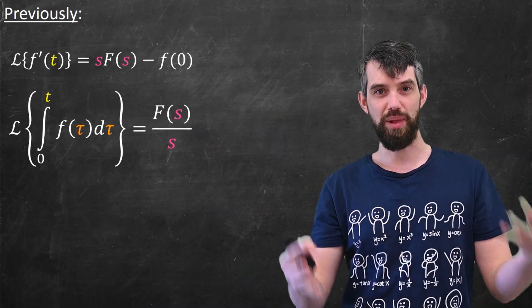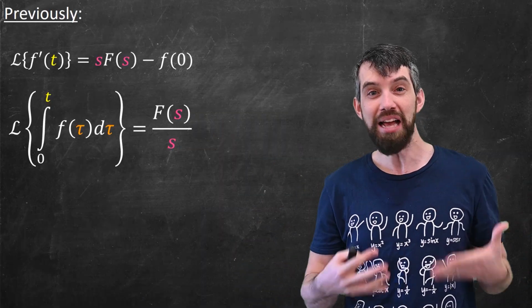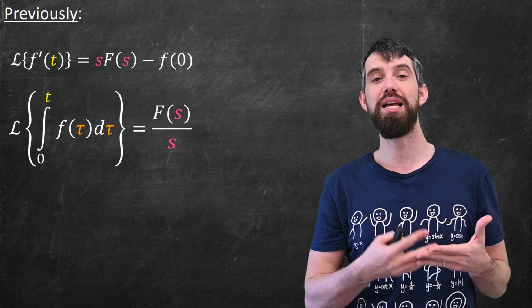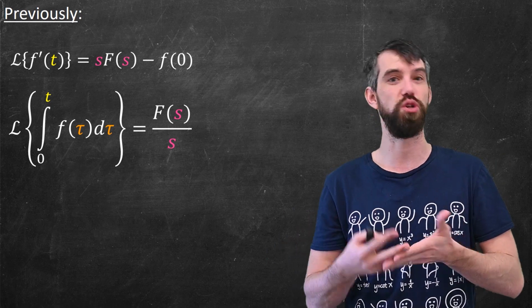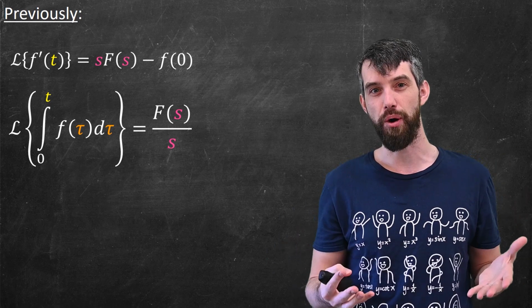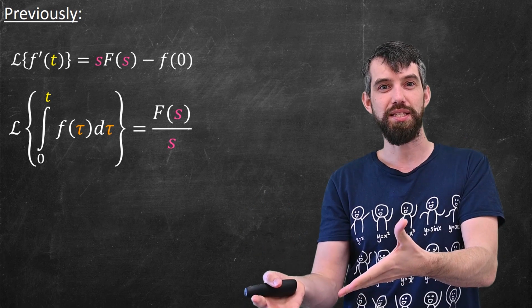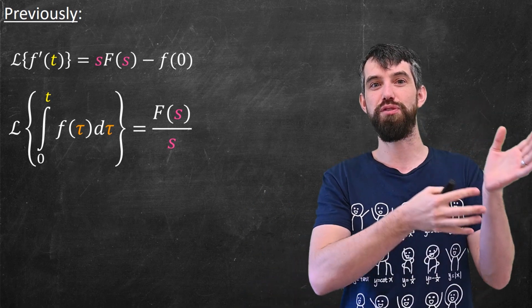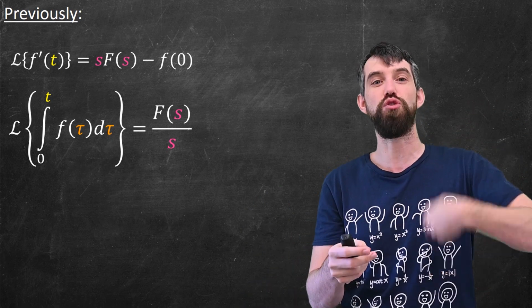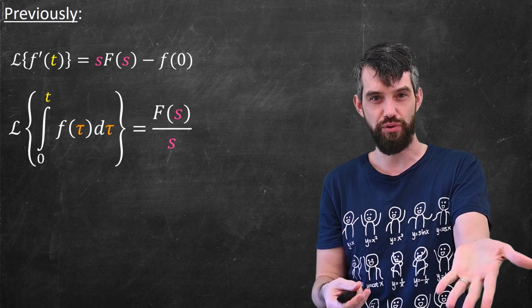Previously in the series on Laplace transforms, we've studied the Laplace transform of a derivative and the Laplace transform of the integral from 0 up to t of some function f of tau d tau. In this video, we're going to reverse the process. Instead of taking the Laplace transform of a derivative or of an integral, we're going to take the derivative or the integral of a Laplace transform.